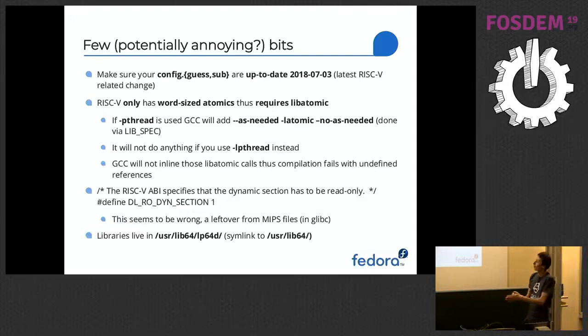RISC-V only does the word size atomics. That means there's a hack basically in the GCC. If you use -pthread, then there's a lib spec that's going to say as needed, link with atomics, and then you're not going to have any issues. But the majority of cases is going to be -lpthread, which works on most common architectures, but not on all architectures. Because that -pthread might be, I don't know, some architectures like it's actually pthreads, I believe.